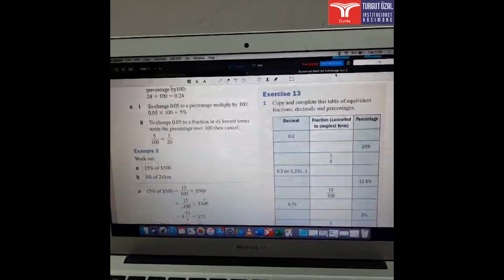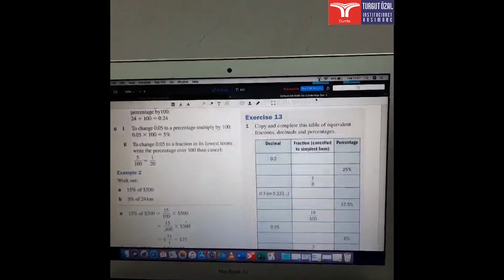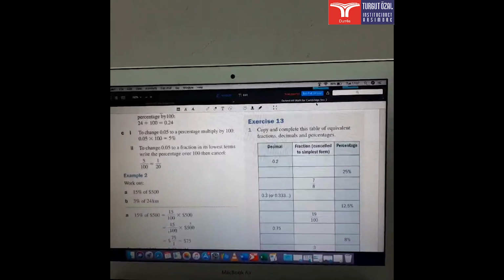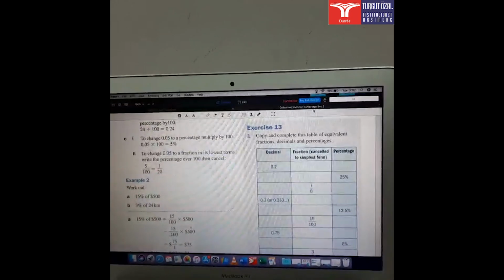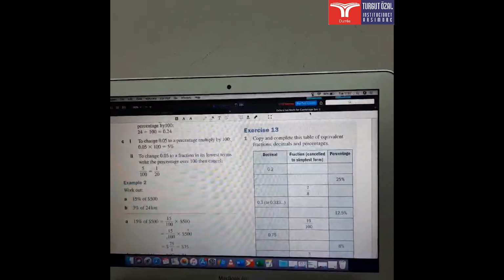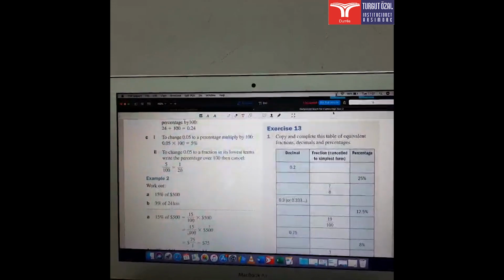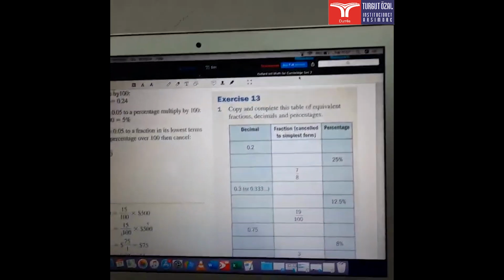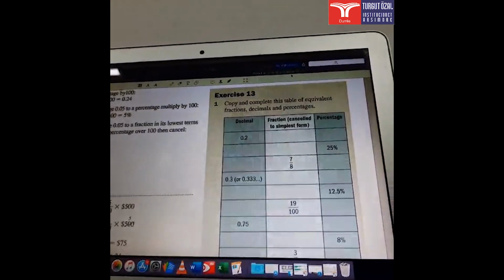Hello everyone. So far you have studied percentages. We have talked about what a percentage is, how to convert a percentage to a decimal or fraction, or how to find the percentage of a number. And now we are at the consolidation part. So let's solve together the exercises that are found on the consolidation part. Let's start with exercise 1.